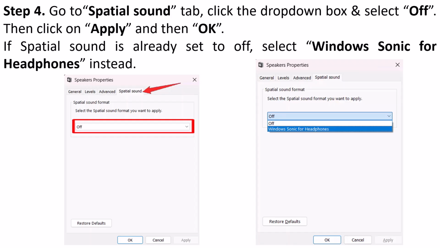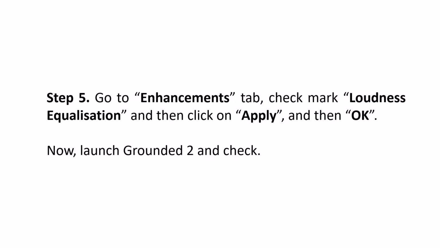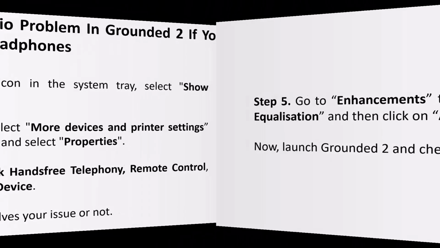If Spatial Sound is already set to off, then select Windows Sonic for headphones instead. Now go to Enhancement tab, check mark Loudness Equalization and then click on Apply and then OK. Now relaunch Grounded 2 and check.